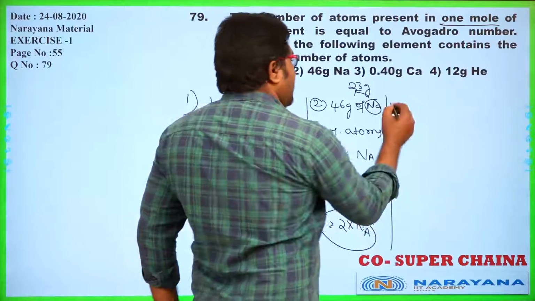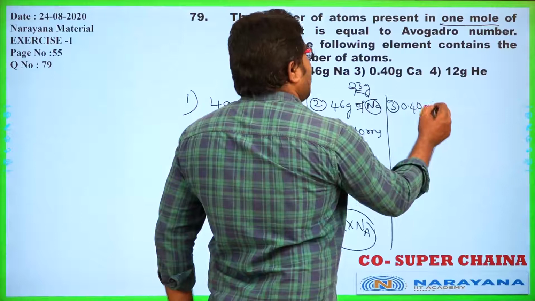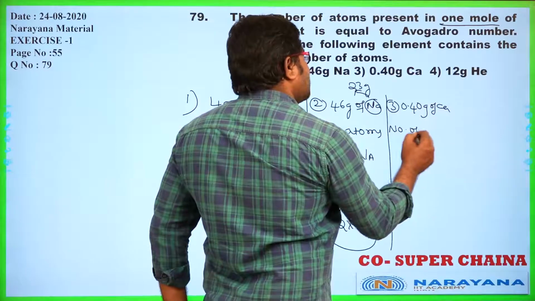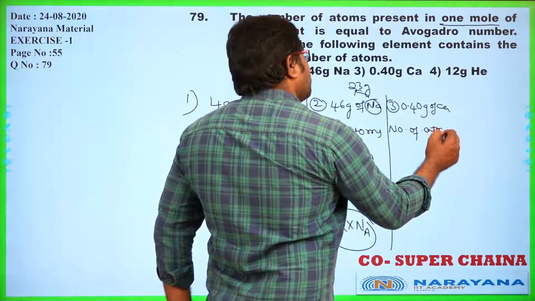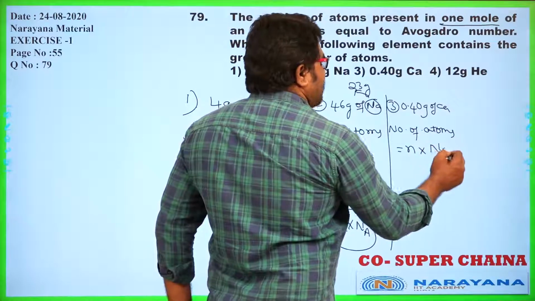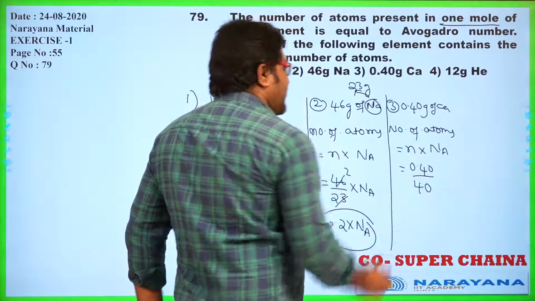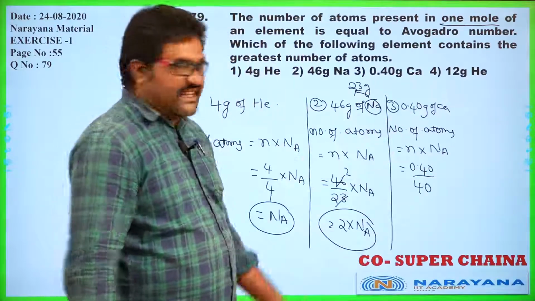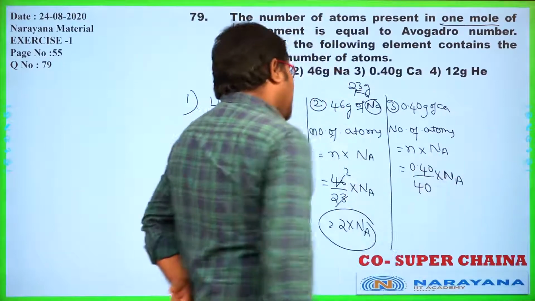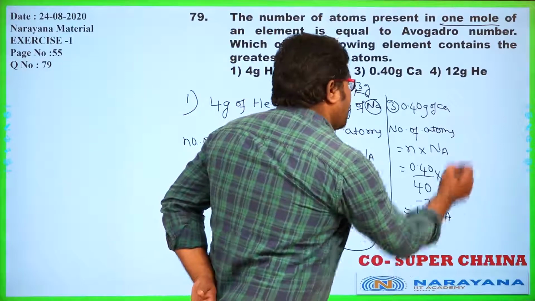Now coming to the third option, 0.40 grams of calcium. So number of atoms is equal to number of moles into Avogadro number. Number of moles is given weight by molecular weight, atomic weight of calcium is 40 grams, into Avogadro number. So here it is 10 power minus 2 into Avogadro number.